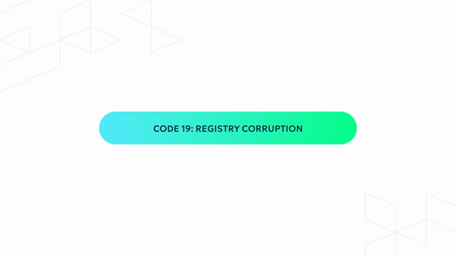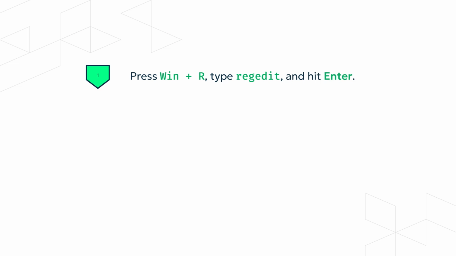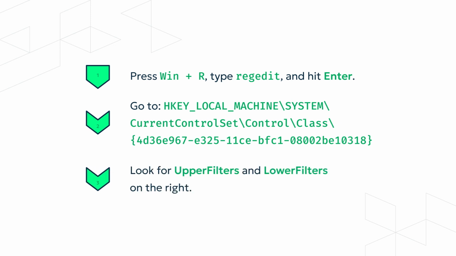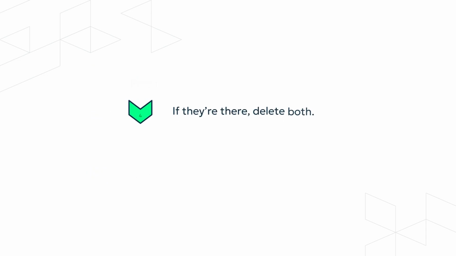Code 19. Registry corruption. This error occurs when registry entries for a device are corrupted or conflicting. To fix it, press Win+R, type regedit, and hit Enter. Go to the device class key. Look for UpperFilters and LowerFilters on the right. If they're there, delete both. Click OK, then restart your PC.